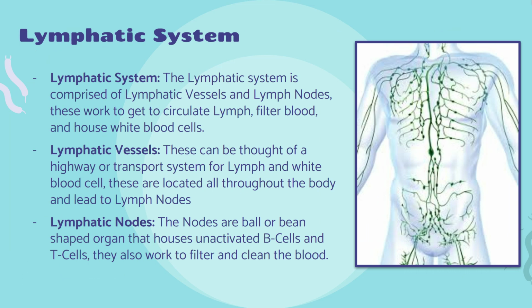It is important to note that lymphatic vessels are for white blood cells only. No red blood cells will ever enter your lymphatic vessels or lymph nodes. These are purely for white blood cells. Lymph nodes are small bean or ball-shaped organs that house unactivated B cells and T cells, or the dormant ones, as I mentioned before. They also work to filter and clean blood. These can be thought of as little army bases for your white blood cells, where they're stored until an infection happens, and then they travel through the lymphatic vessels to the infected location.